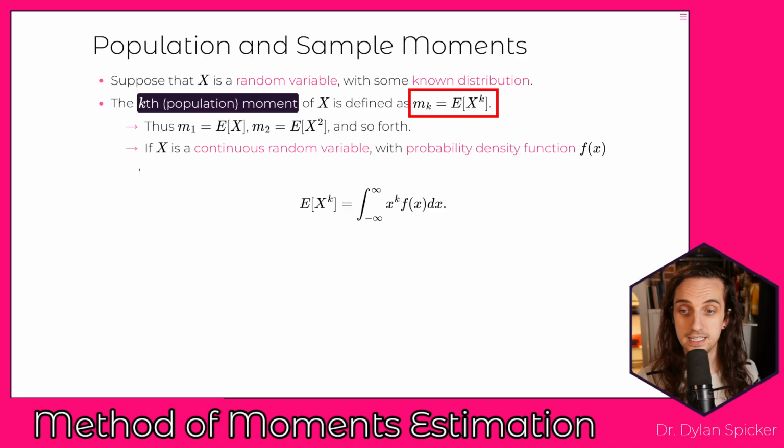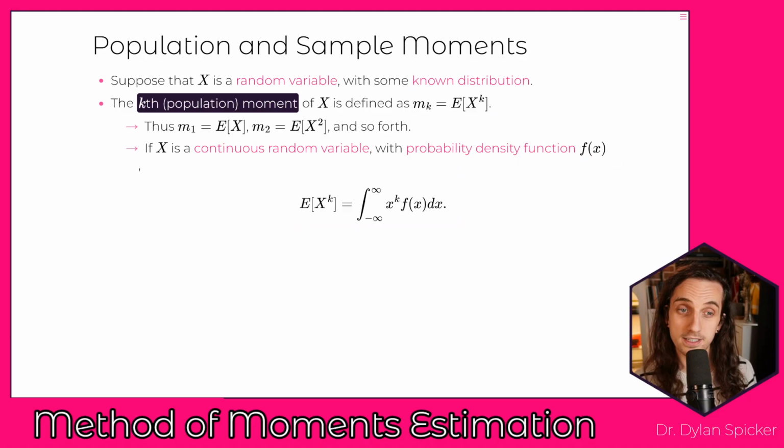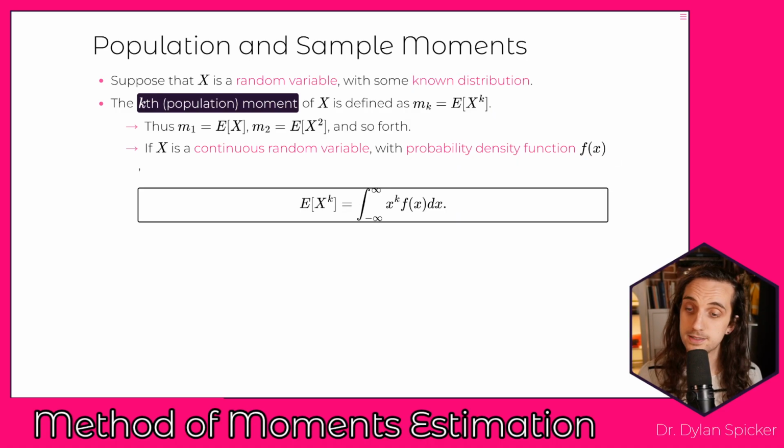And so if X is a continuous random variable, and it's got some probability density function f(x) here, then what we can say is that the expected value of X to the power of k is the integral from negative infinity to positive infinity of x to the k times its PDF, dx. And so given a probability density function, we could work out the kth moment.